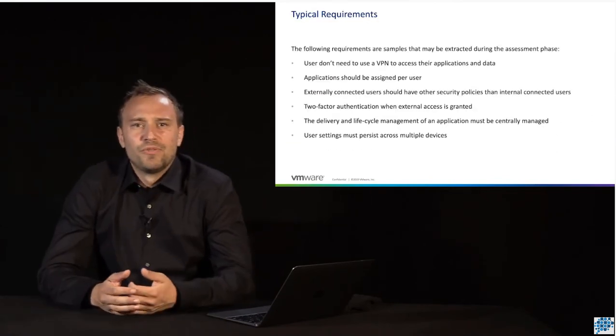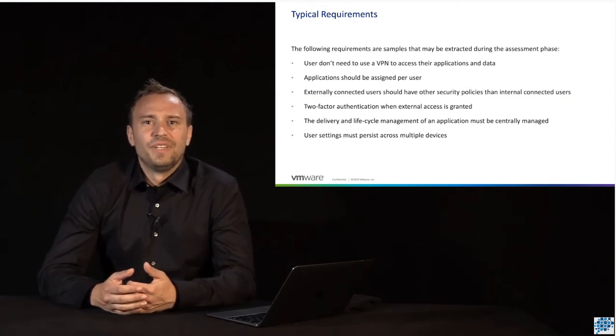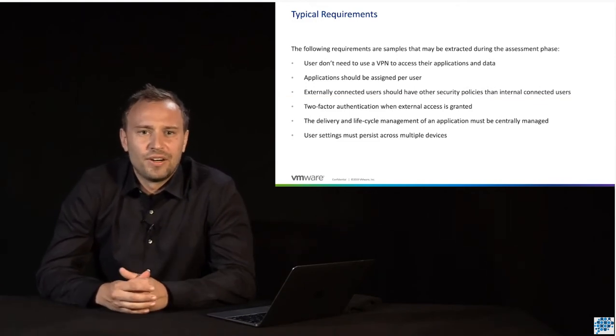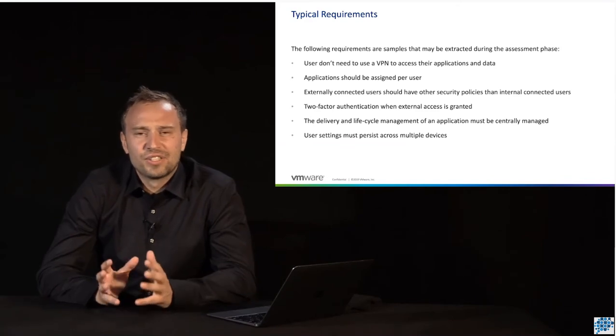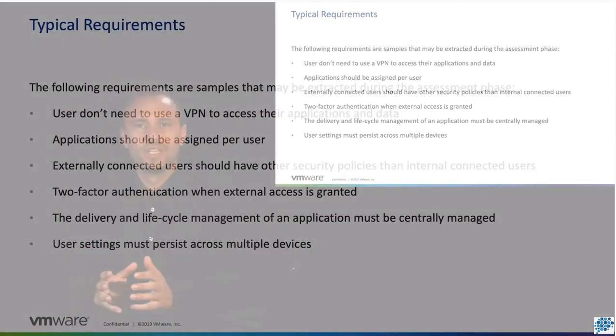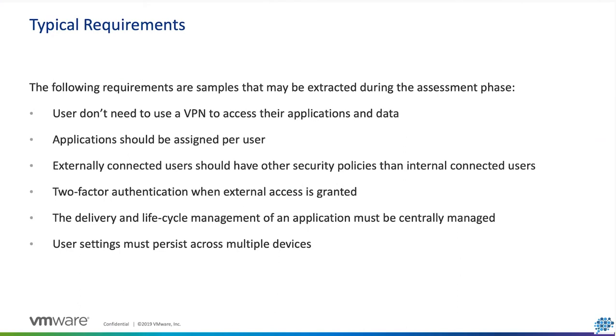Typical requirements that we have figured out during VDI or end-user computing projects are that users need to have access to their applications and data without utilizing a VPN solution. That's really important. So we want to access our applications, our data, without using a certain VPN solution. At the same time, a specific requirement can be that applications should be assigned on a per user basis, not per computer or installed on all computers. So for certain users, we want to have certain applications.